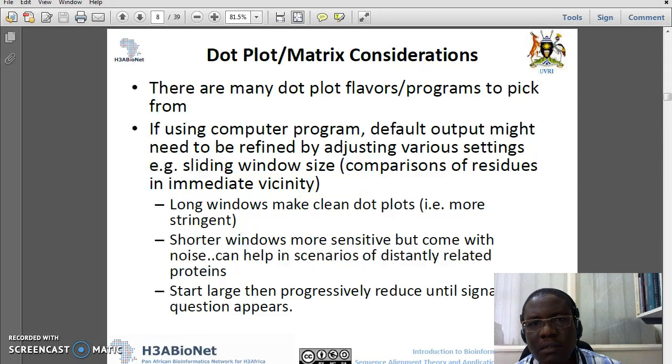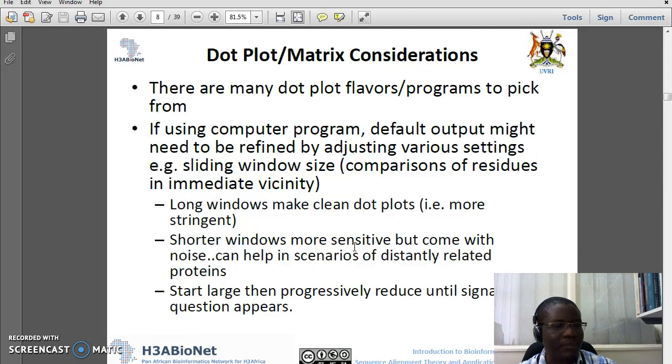So a few tips on the dot plot is that long windows make clean dot plots and they are more stringent. Shorter windows are more sensitive but they come with noise. But they can help in scenarios of distantly related proteins though. The trick is to start large, then progressively reduce until the signal in question that you're looking for appears, or you ensure that it's really not there.